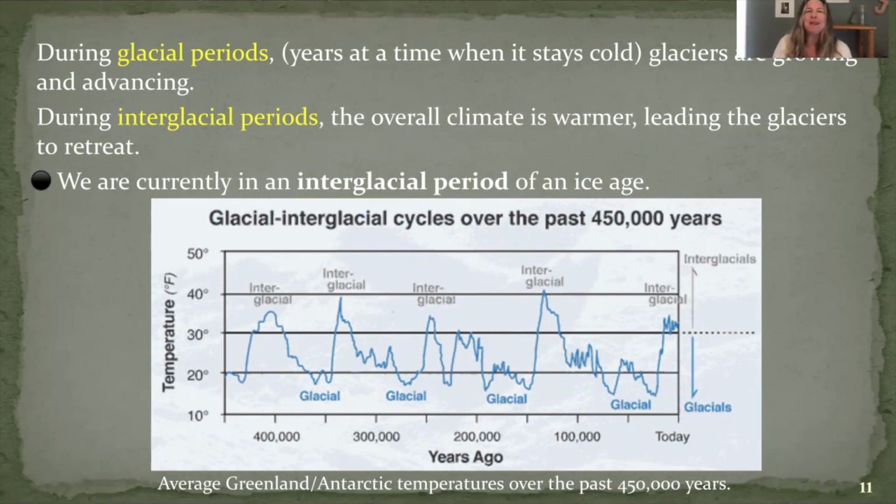The overall climate is warmer, leading to the glaciers to retreat. We are currently, like I said last slide, in an interglacial period of an ice age. So hard to say, not hard to figure out.